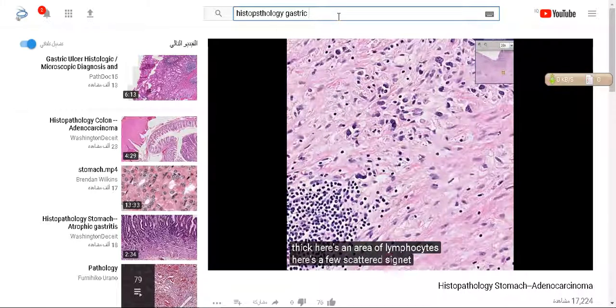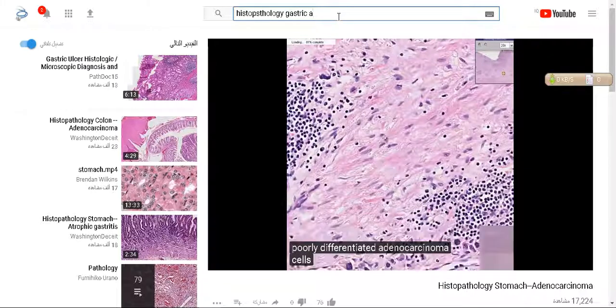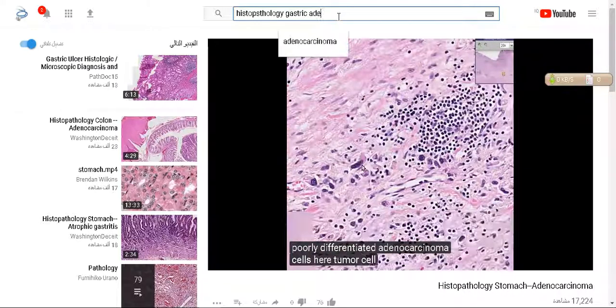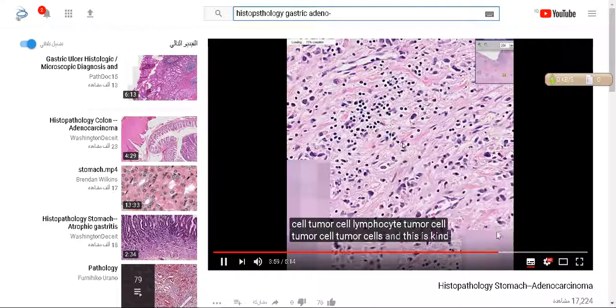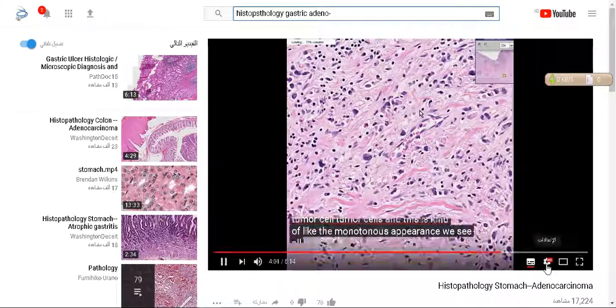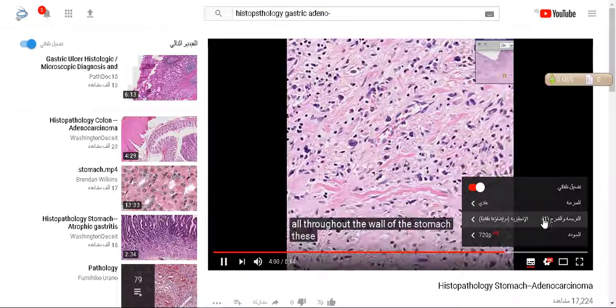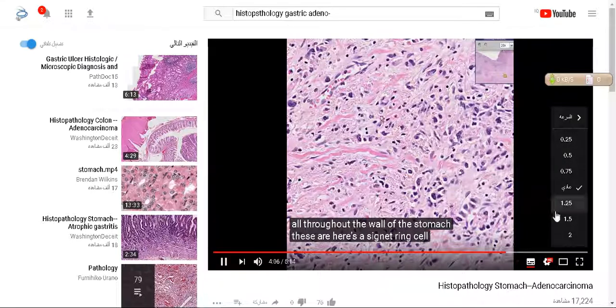Here's a few scattered signet ring or poorly differentiated adenocarcinoma cells. Here, tumor cell, tumor cell, tumor cell, tumor cell, lymphocyte, tumor cell, tumor cell, tumor cells. And this is kind of like the monotonous appearance we see all throughout the wall of the stomach. Here's a signet ring cell right here.